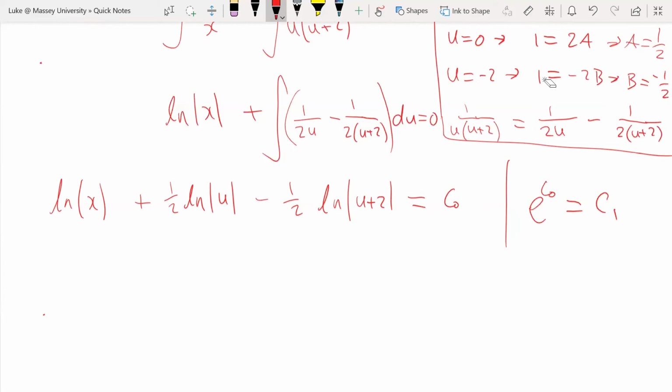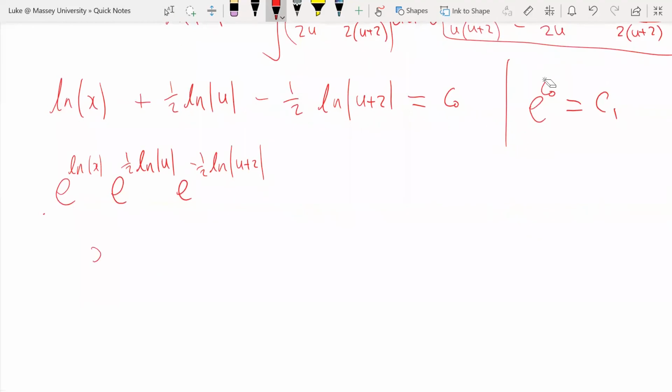The left-hand side is quite interesting because I get the exponential of the sum of these three terms, which I know I can write as the product of these three terms. So I can write this as e to the log x times e to the half log u times e to the minus half log (u plus 2). But we also know that logarithm and exponential are inverse functions of one another, so we can simplify this again to read x times u to the half times (u plus 2) to the minus a half. And that was equal to the constant C1.